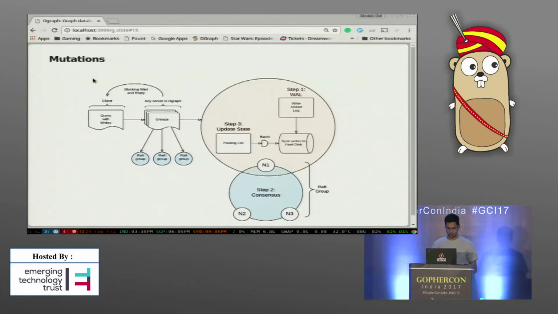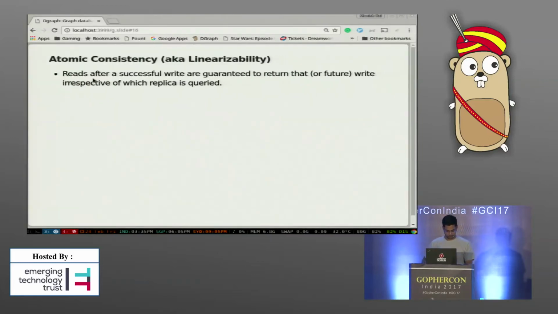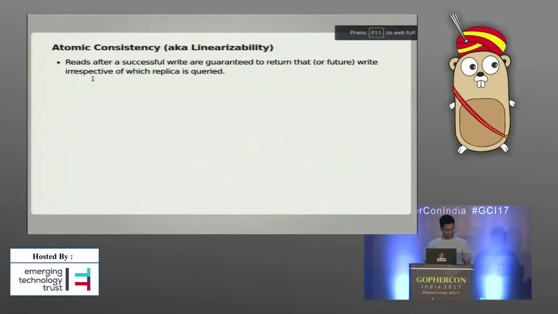What's our consistency model? Sorry, I forgot to do this. We do atomic consistency, also known as linearizability. Without showing a full diagram and without going into details, just know that reads after a successful write are guaranteed to return that or any future write, irrespective of which replica is queried. That's a property given to us with the write application of Raft.